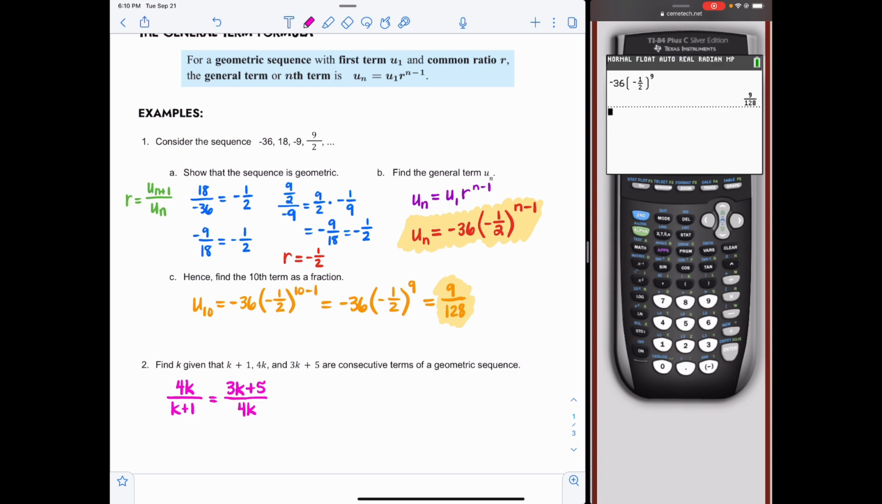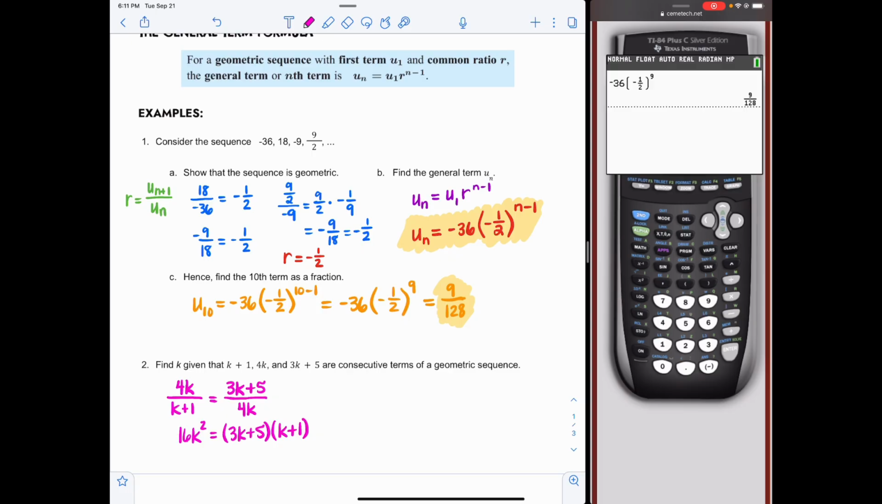What I'm going to do here is cross multiply. When I cross multiply, I'm going to have 16k squared is equal to 3k plus 5 times k plus 1. If you want to, you can distribute and multiply it all out and combine like terms on the right-hand side, but it is not necessary because we are going to solve this using the graphing calculator.